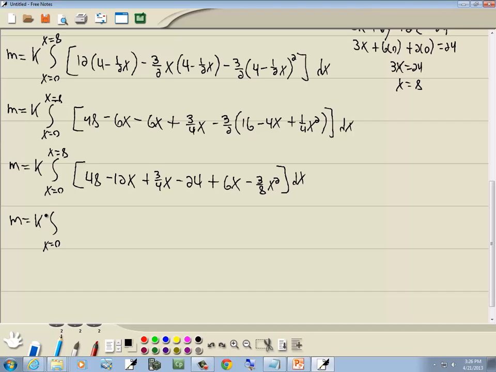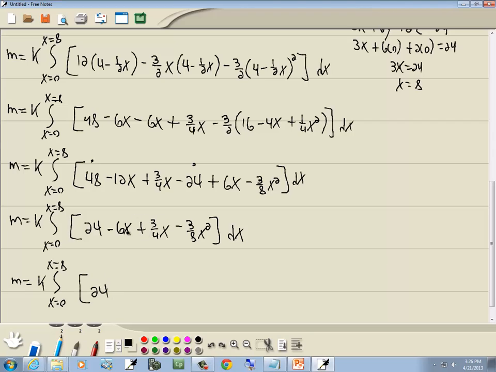Okay, x is equal to 0 to x is equal to 8. We got 48 minus 24 is 24. That's gone. That's gone. Negative 12x plus 6x is negative 6x plus 3/4 x minus 3/8 x squared dx. Okay. Now this is a mixed number. We can take negative 6 times 4, that's negative 24, plus 3 is negative 21, so minus 21/4 x. Negative 24, negative 21x, minus 3/8 x squared dx.